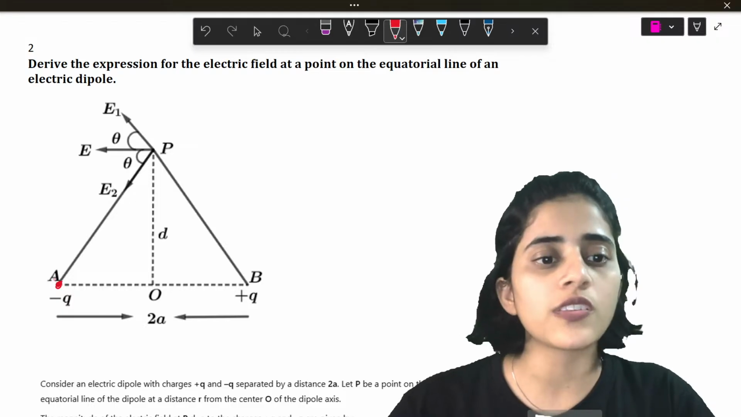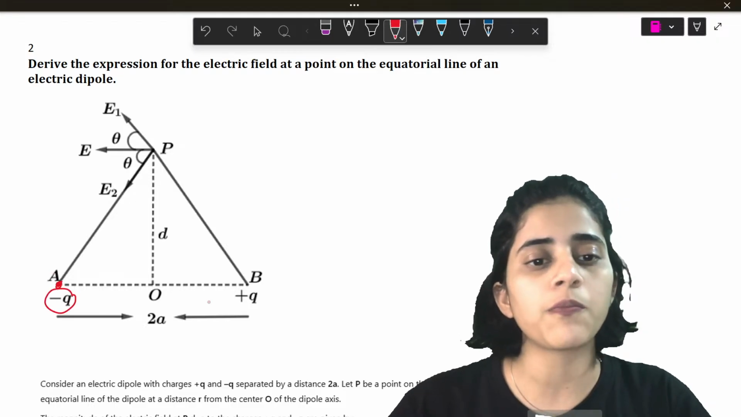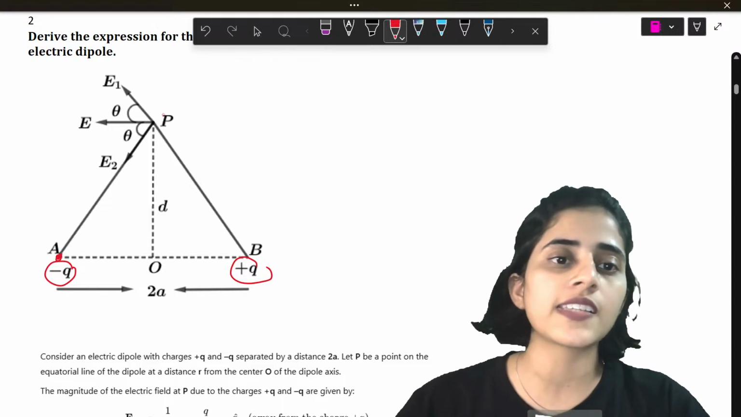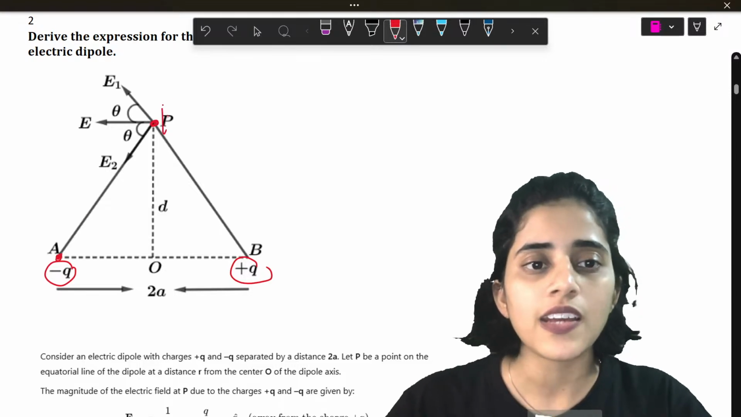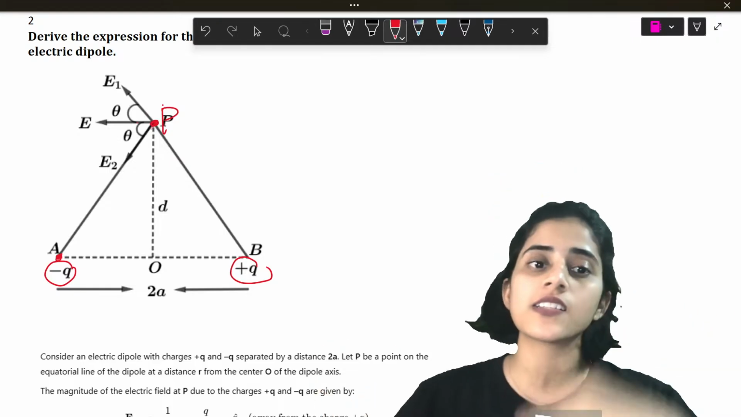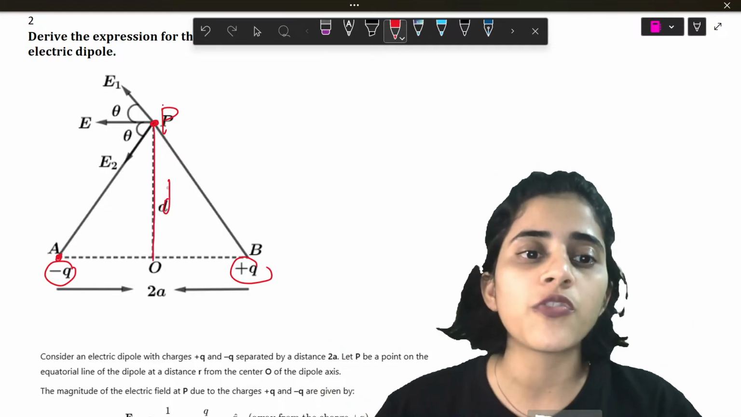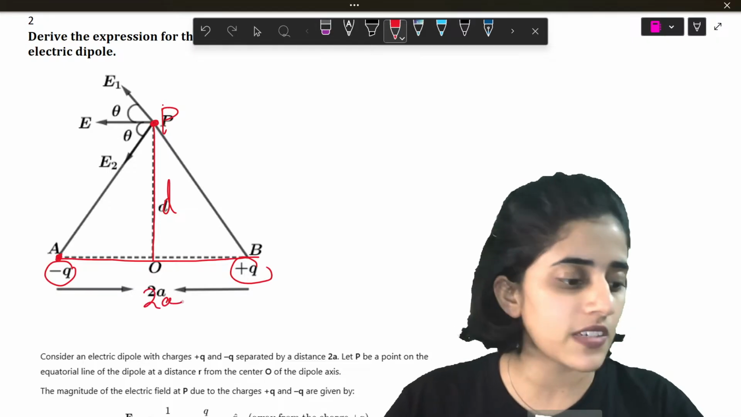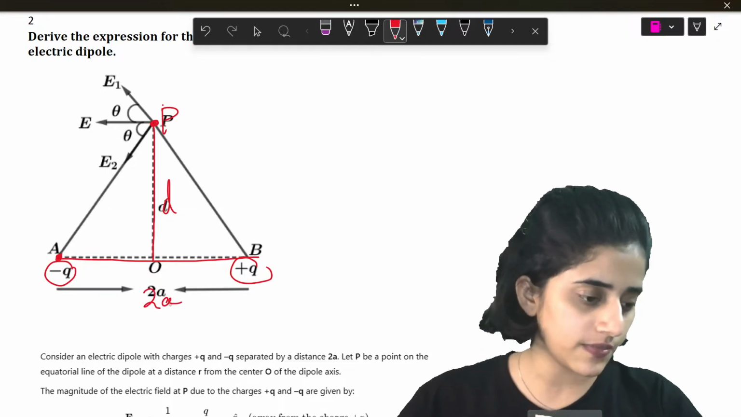Here the dipole is at minus Q, plus Q. It is at A and B. It is at a point P. We have to find out the electric field at a point P, which is at a distance D from the charges. And the two charges are separated by 2A.